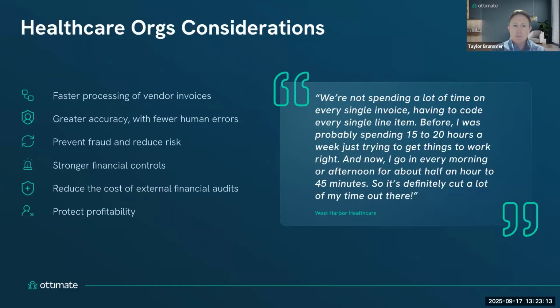So specifically, I know that we talked about we were going to say that we have some specific use cases through our customers. So one of our clients, West Harbor Healthcare, which is an assisted living community, was able to reduce their invoice processing time from 15 to 20 hours a week to about half an hour every morning, just by leveraging the efficiencies that you can gain through AP invoice automation and our AI tools.